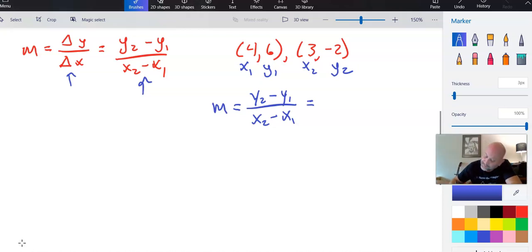Okay, so let's start plugging these things in here. So y2 is -2. So we'll plug that in. Minus y1, which is 4, over x2, which is 3, and x1, which is 4. Right? So let's see what we get here. So -2 minus 4 is -6. -3 minus 4. Wait, did I do that right?